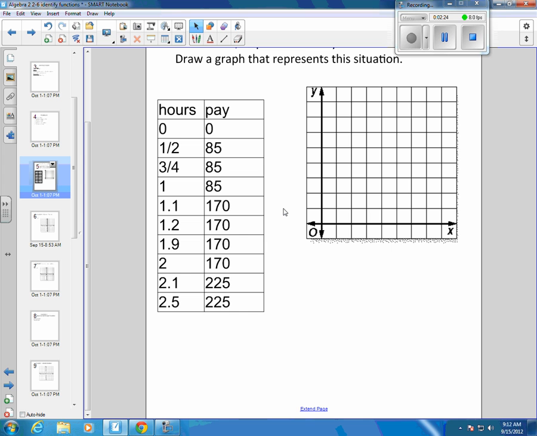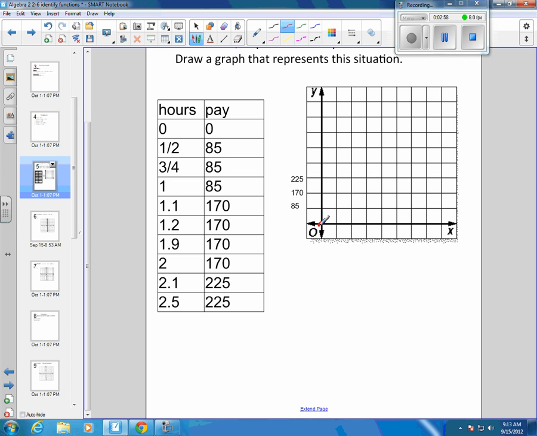So I need some values here. So let's go with 85 as my first one, and then the 170, and then the 225. And then if I put those on the graph, so we've got some points to plot now. Let me grab a marker and plot some points.